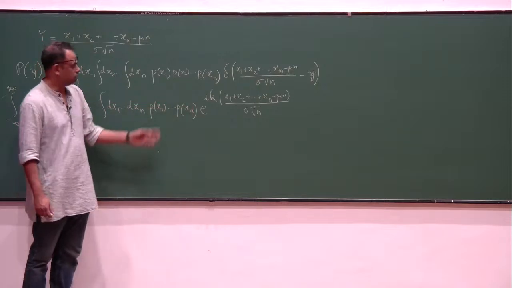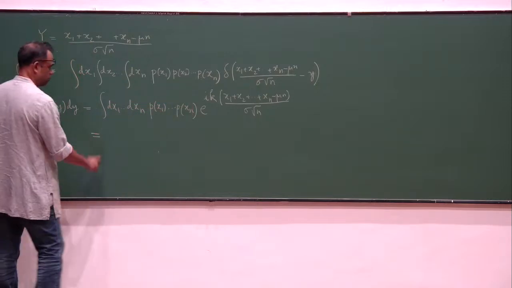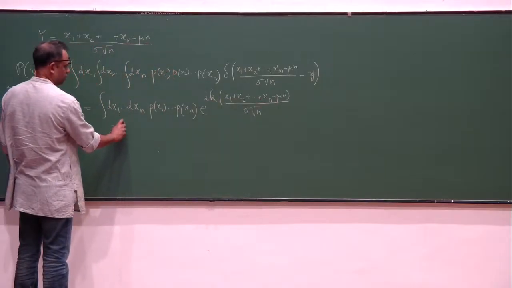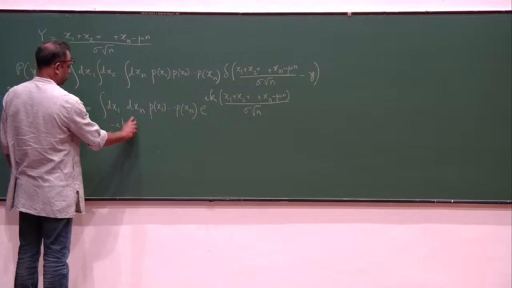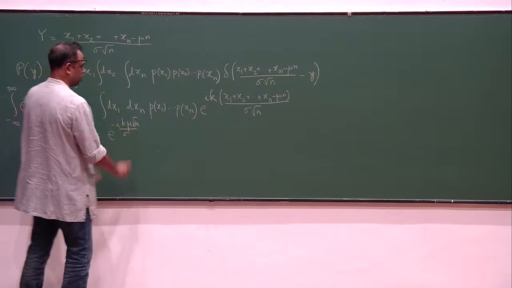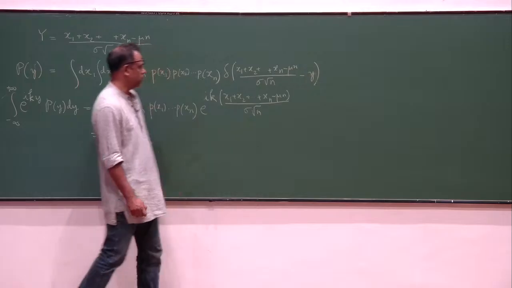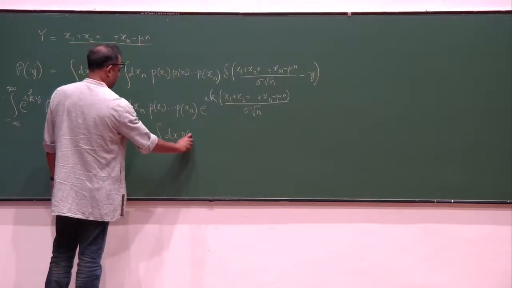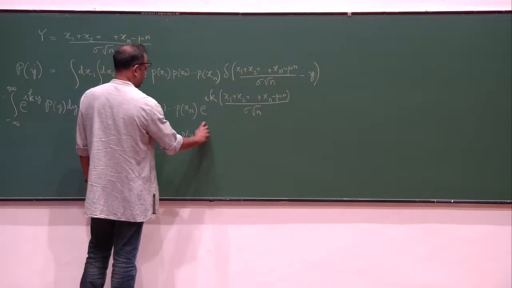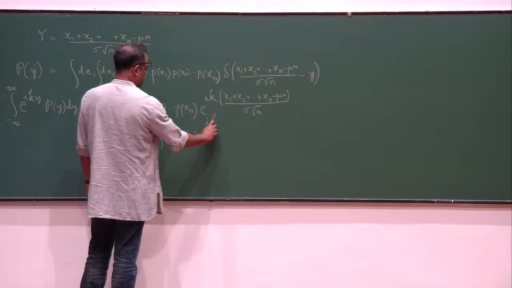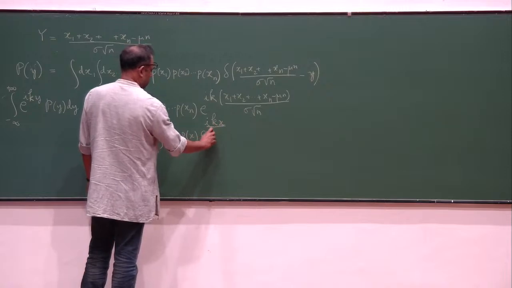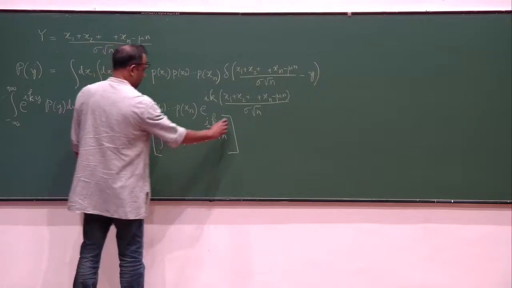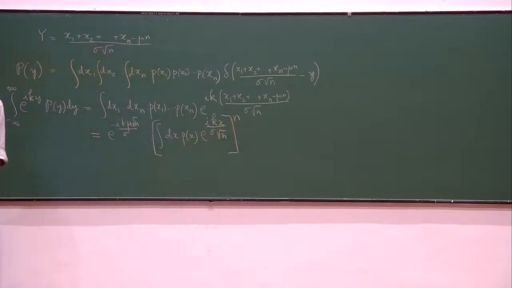So, I first pull out this one, e to the power minus I k mu root n by sigma, that is this I k into this last quantity, and the remaining is integral dx p of x e to the power I k. Right, they are all identical integrals. Okay.